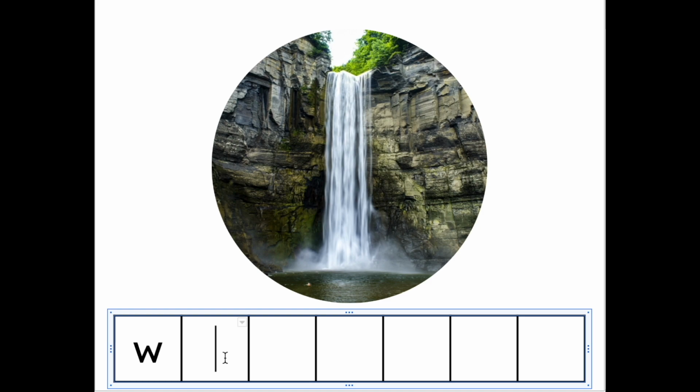W, ah. Ah is spelled A. Nice job. What's the next sound you hear? T. What letter makes the t sound? T. What's the next sound you hear in waterfall? Er. How do we make the sound? There are different ways. This way it is spelled E-R. Water. What's the next sound you hear in waterfall?